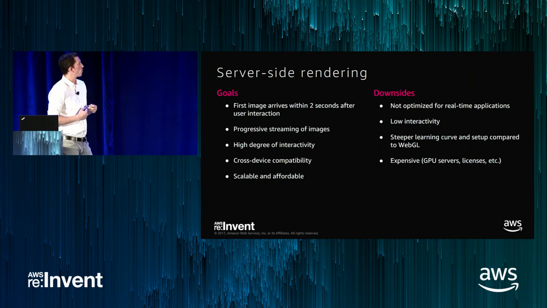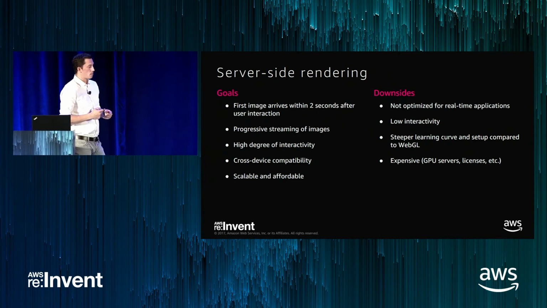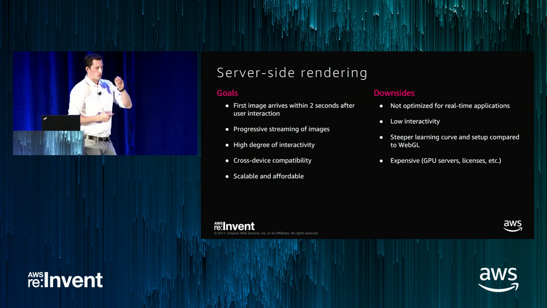We wanted to have a progressive stream of images. I'm going to go deeper into that later. But basically, on first click you get a very low quality image that improves over time. We still wanted to offer a high degree of interactivity. That's absolutely needed to offer a good user experience. Cross-device compatibility is also important, especially 3 or 4 years ago, when WebGL was not supported as well as it is now on mobile devices. And it has to be scalable and affordable.